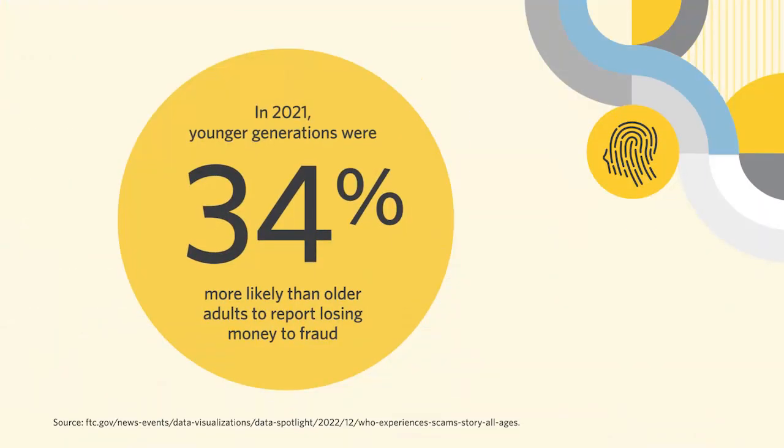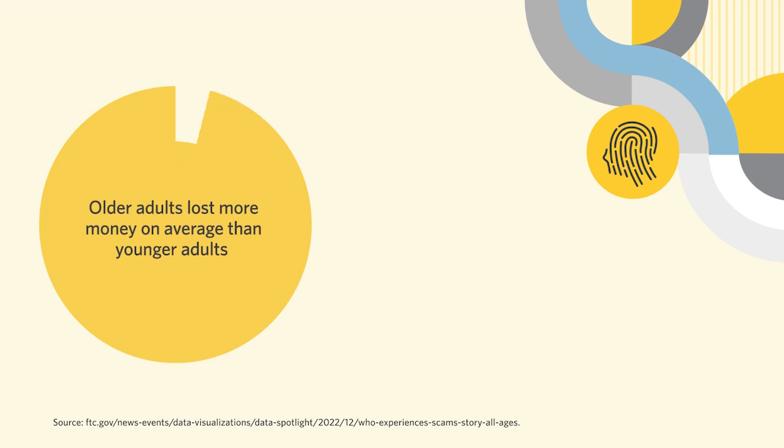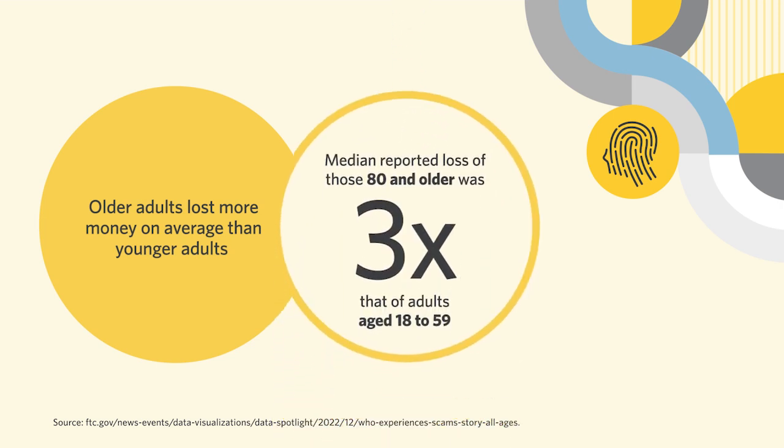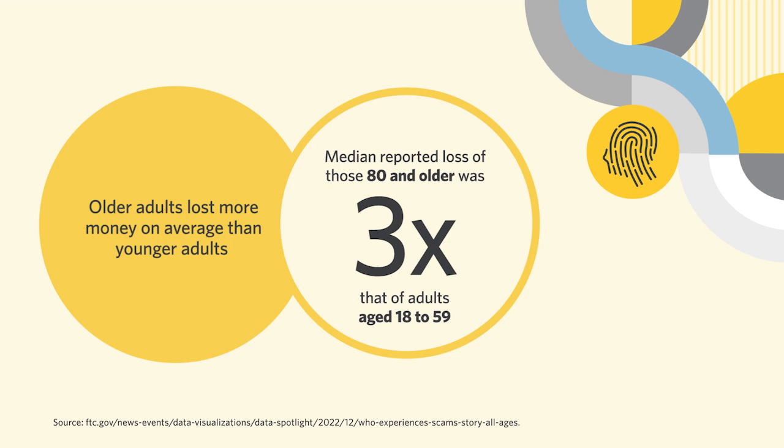In fact, younger generations are more likely to be the victim of fraud. In 2021, they were 34% more likely than older adults to report losing money to fraud. Now, that said, older adults that were victims of fraud lost more money on average than younger adults. Median reported loss of those 80 or older was 3 times that of adults aged 18 to 59. So younger adults are more likely to be the victims of scams, while older adults lose more money.